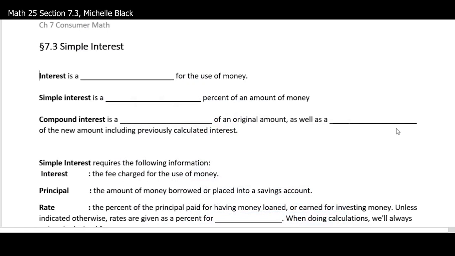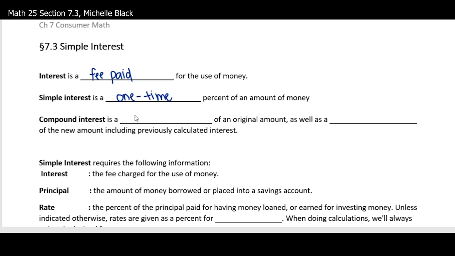Section 7.3, Simple Interest. Interest is a fee paid for the use of money. Either you're paying interest on money that you've borrowed, so you need to pay back more than you initially borrowed, or if you're investing money, maybe that money is gaining interest and you're being paid additional money on the money you invested. Simple interest is a one-time percent.